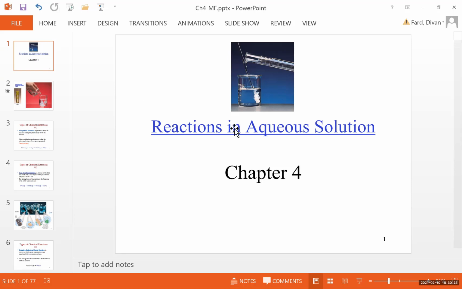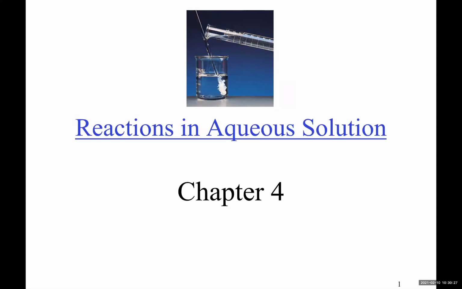Chapter 4 is about different types of chemical reactions, how to predict products, and how to make sure to come up with the right explanation based on observation that we make in a lab.